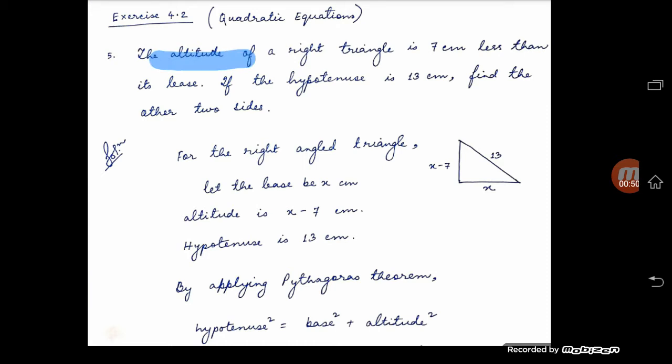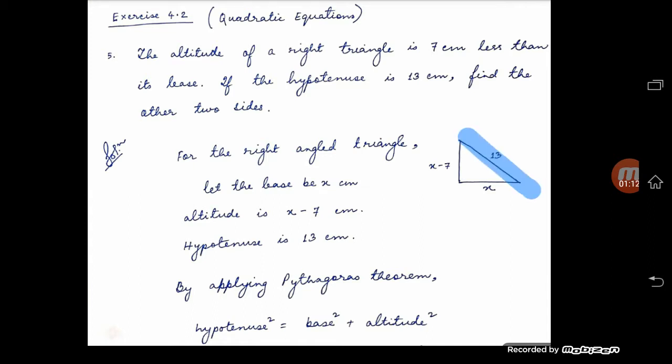So let us proceed to the solution. Let us assume the base of this right angle triangle to be x centimeter. So the altitude will be 7 centimeter less than its base. So the altitude will be x minus 7 centimeter. The hypotenuse is already given as 13 centimeter.